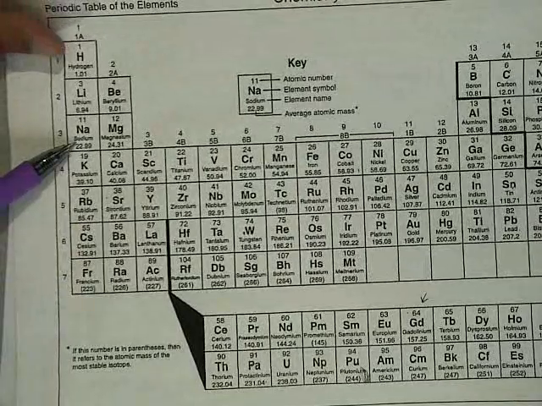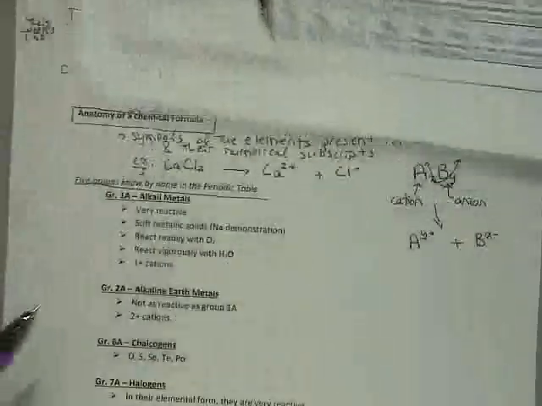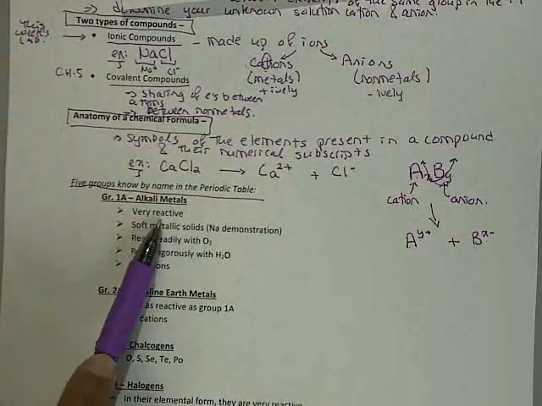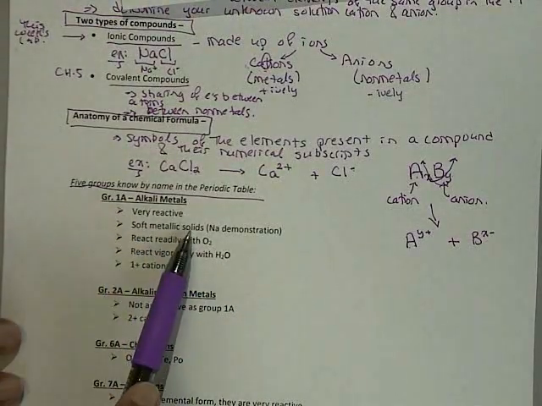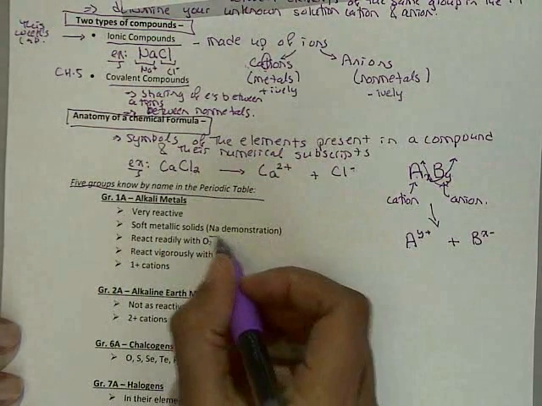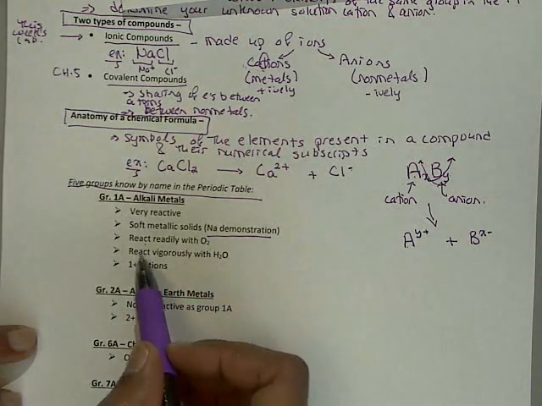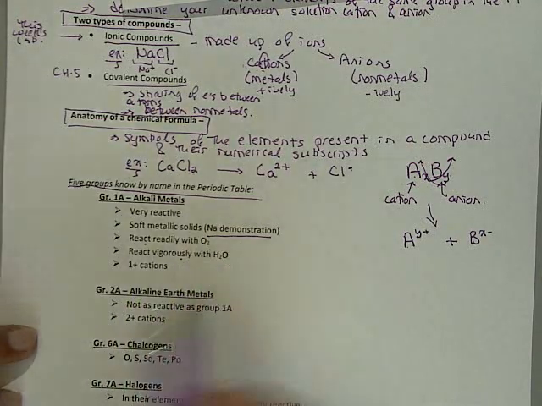Your instructor will do a demonstration for sodium metal. All group 1A elements are very reactive. They're soft metallic solids, and again, we're going to do a demonstration for you in lab. You'll see how soft sodium metal is. They react readily with oxygen. They react very vigorously with water.